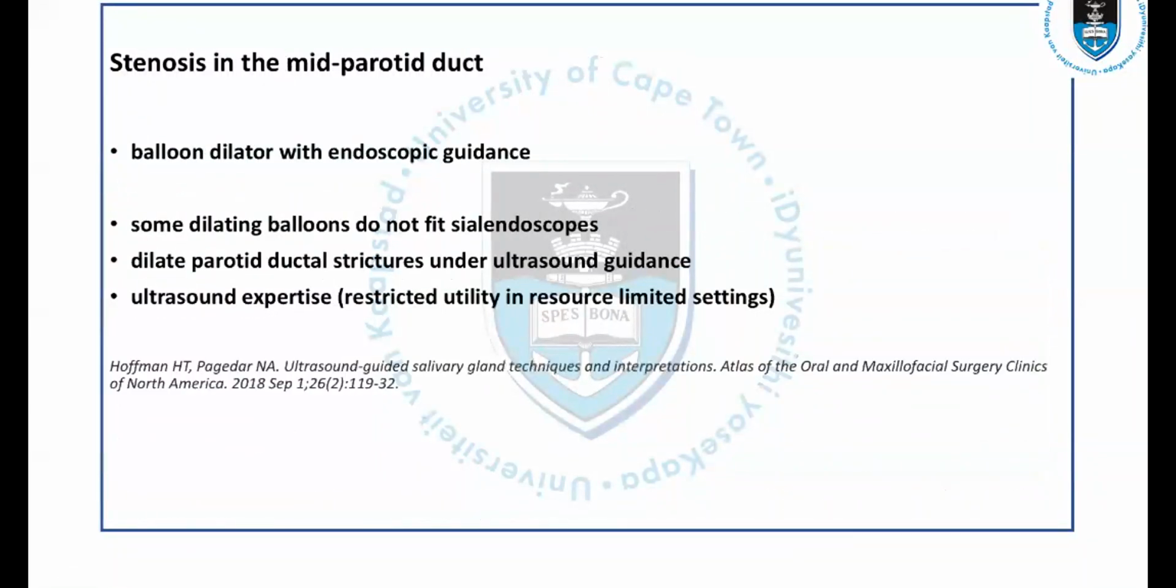In the case of a ductal stenosis or stricture in the mid-ductal region at a point between the hilum of the gland and proximal to 2 centimeters from the papilla of the parotid duct, it may be possible to use a balloon dilator with endoscopic guidance.